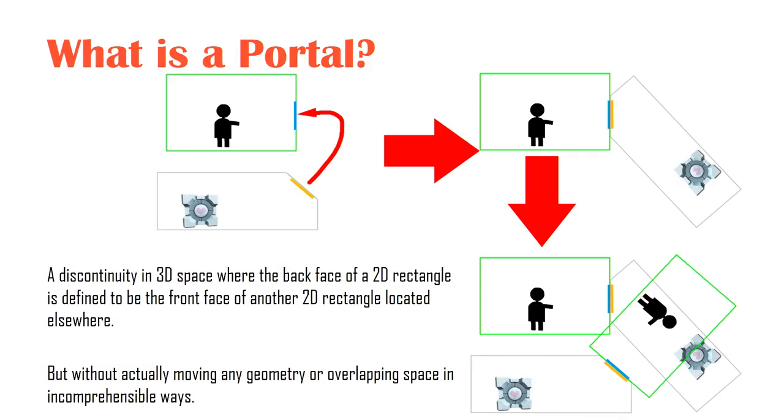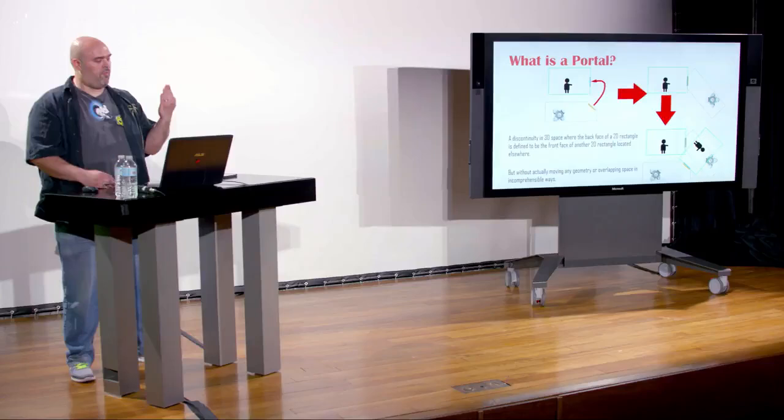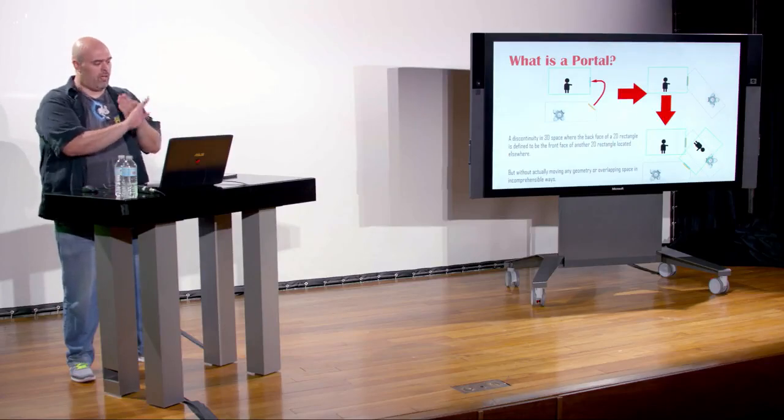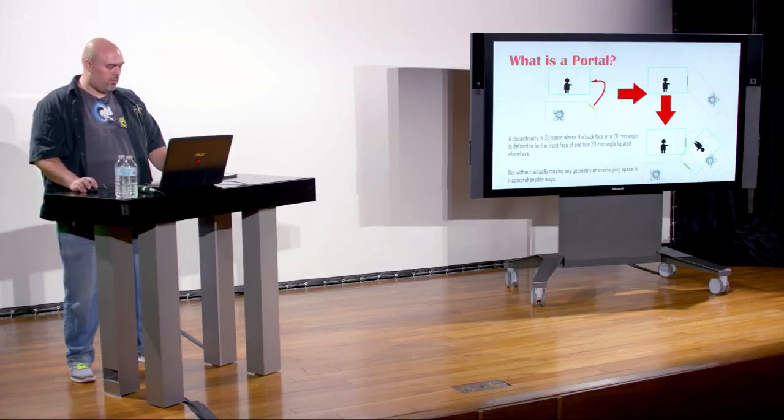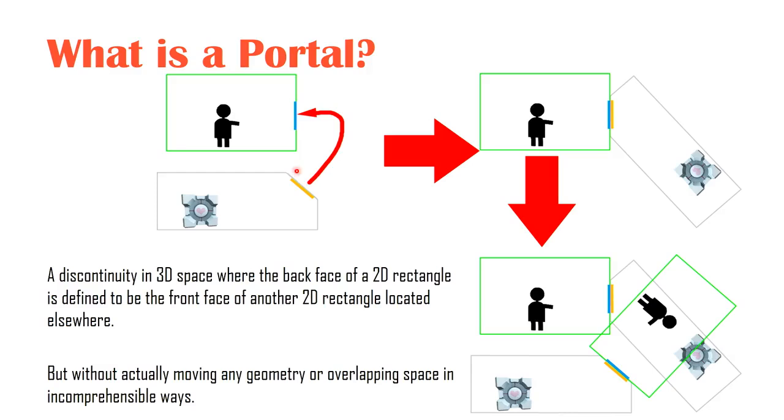A portal is a discontinuity in 3D space. It's a 2D discontinuity where we basically define a 2D rectangle somewhere in space such that the back face of the 2D rectangle is defined as the front face of another 2D rectangle. So I've got my simple little example here of this blue portal and this orange portal. We're defining them to be back-to-back, which gets us this result over here.